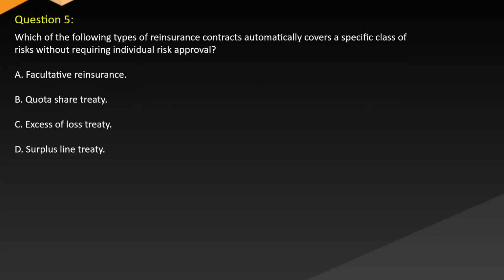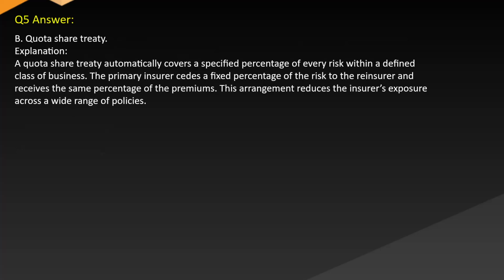Question 5. Which of the following types of reinsurance contracts automatically covers a specific class of risks without requiring individual risk approval? A. Facultative reinsurance. B. Quota share treaty. C. Excessive loss treaty. D. Surplus line treaty. Answer: B. Quota share treaty.